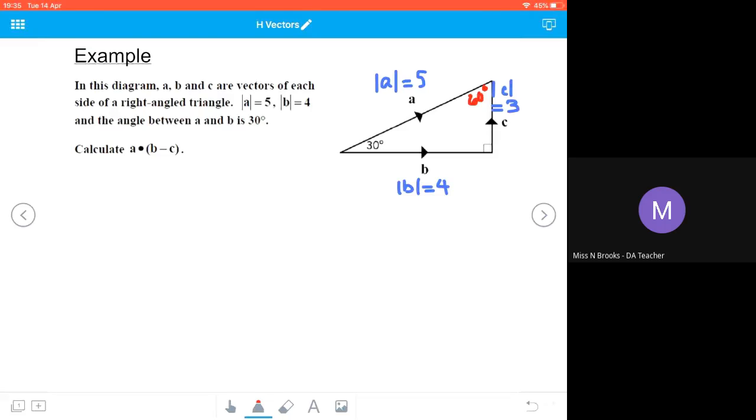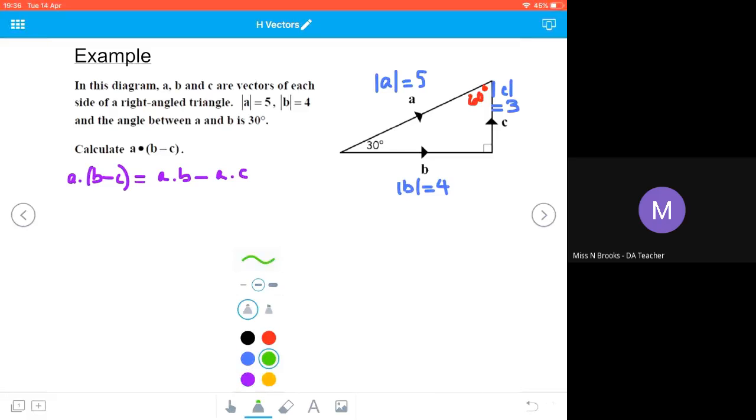So we've been asked to calculate A dot (B minus C). The first thing we're going to do is expand that bracket. So if we've got A dot (B minus C), we know that we're going to have to work out A dot B, and we're going to then take away A dot C. So let's work out both of those parts separately.